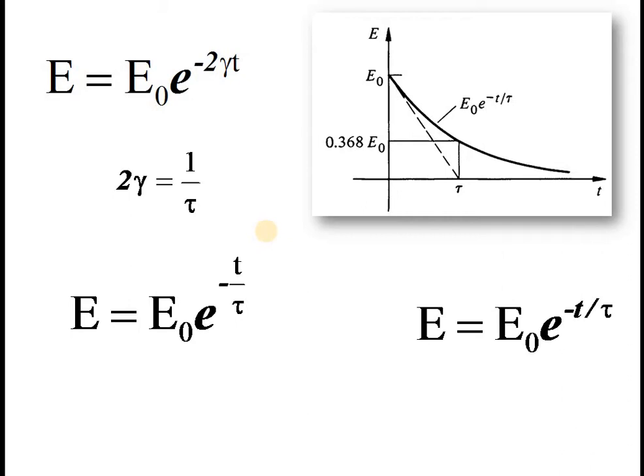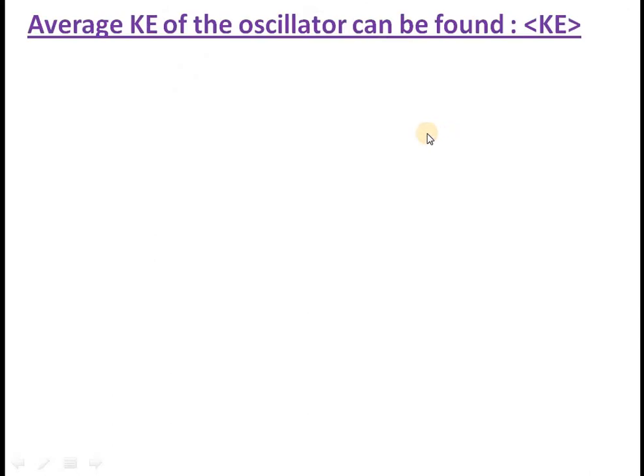I think the idea is clear, and it is graphically shown here. When t becomes tau, the energy reaches 1 by e times the original E0. Original E0 is here, and E0 by e is this value. The time taken for the energy to become E0 by e is called the relaxation time. I hope the idea is clear.